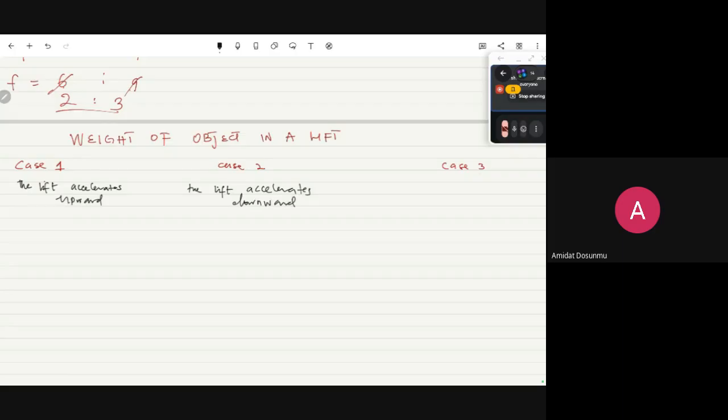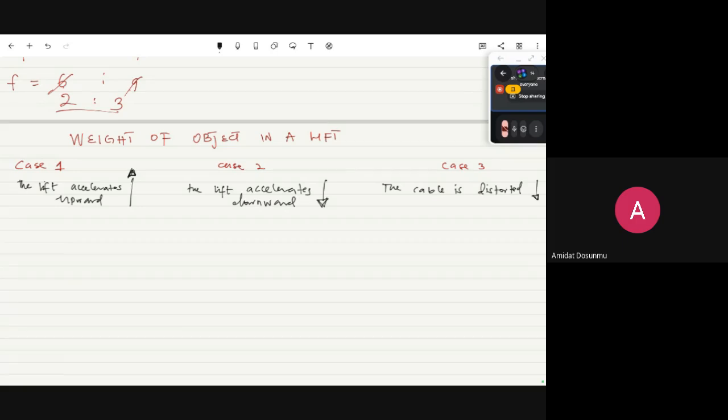And case 3, the cable is distorted. The lift is still coming down. Do you understand? For case 1, it is going up. For case 2, it is coming down. But this lift is not just moving by itself. It is connected to some bodies, extended somehow.